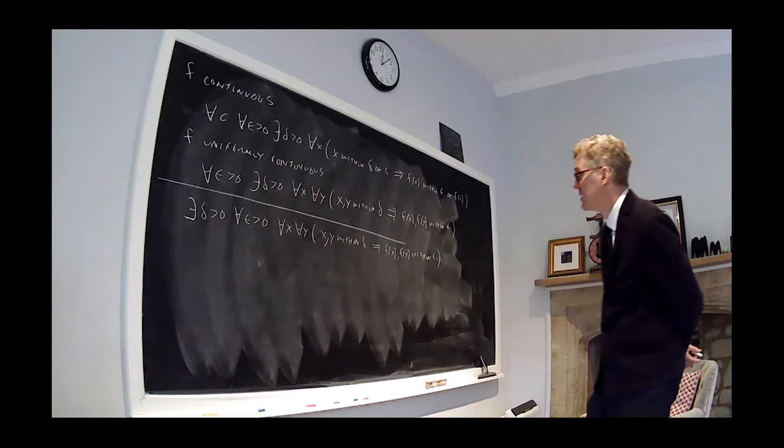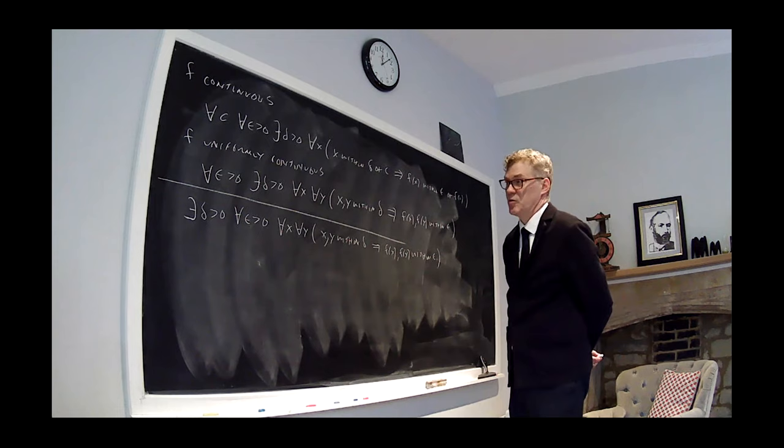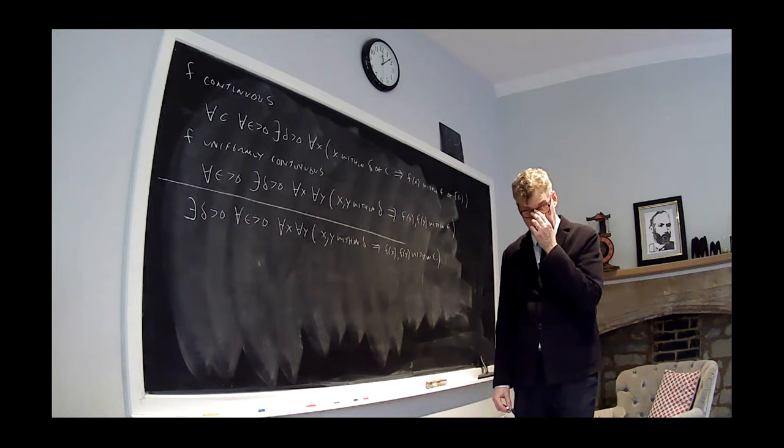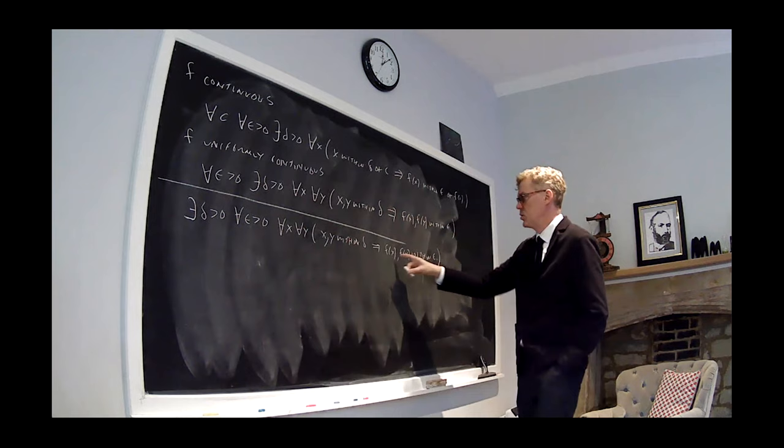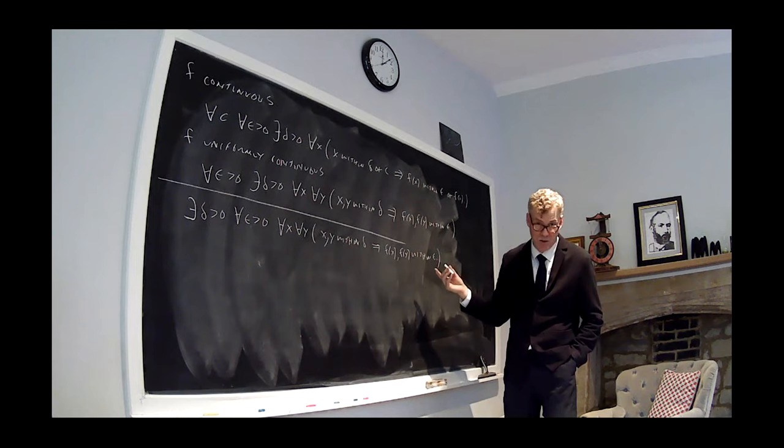So I claim that this property is true for a function on the real numbers if and only if the function is constant. Okay, so of course, if the function is constant, then the property will be true because f of x and f of y will be equal and therefore within epsilon. So we'll get that this implication is always true if f is constant.